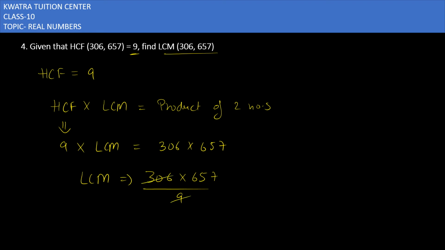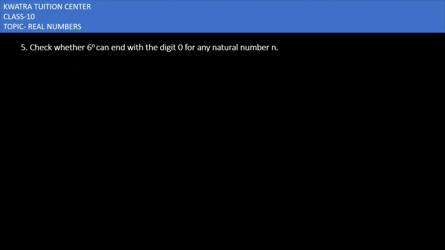It will give you 34, and then you can multiply 34 with 657. It will give you 22,338. So yes, this is the answer for the fourth one. Now moving to fifth question. Let's start with question number 5.